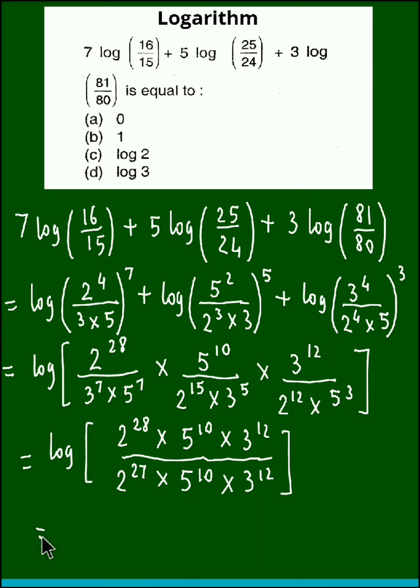Now if we simplify this, 5 raised to 10 cancels with 5 raised to 10. 3 raised to 12 cancels with 3 raised to 12. And here we are left with 2 raised to 28 upon 2 raised to 27. So that's basically 2 raised to 28 minus 27. So basically we are left with log 2. So the answer to this question is option C.